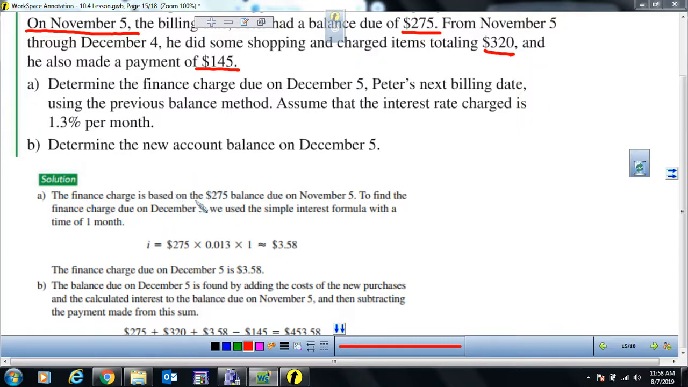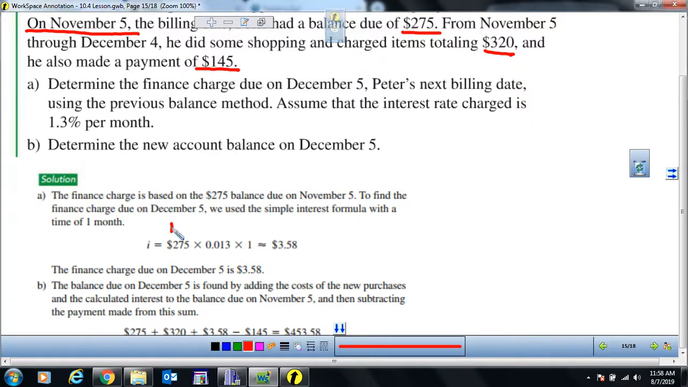The finance charge is based, so I'm reading the solution for letter A, the finance charge is based on $275 balance due on November 5th. To find the finance charge due on December 5th, use the simple interest formula with a time of 1 month. Yes, because from the moment that the balance was $275 to the next billing cycle, which was by November 5th, the next billing cycle was going to be due on December 5th. So from November to December, that's basically 1 month, right? So then it's saying here to use just a 1.